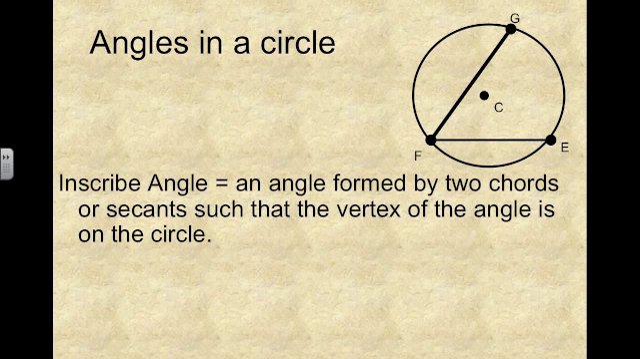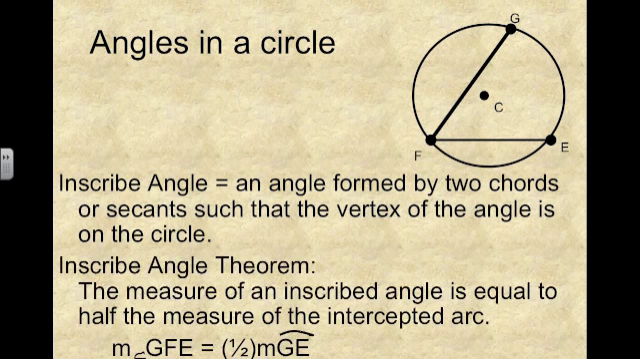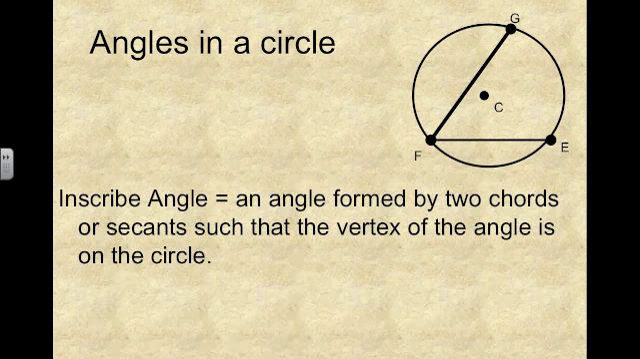That conjecture we made is a theorem. We called it the inscribed angle theorem. And this is just the measure of an inscribed angle is equal to half the measure of the intercepted arc. So the measure of angle GFE is half the measure of arc GE.